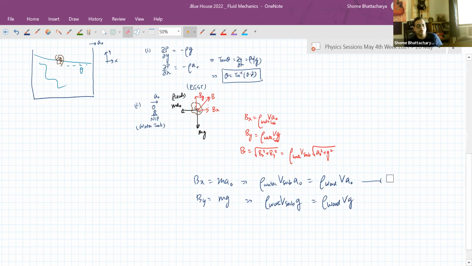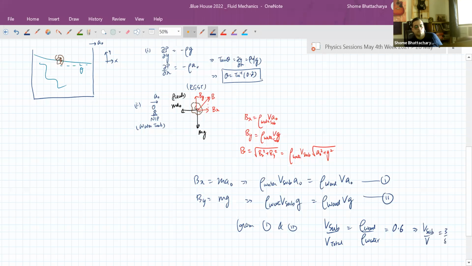Both equation 1 and equation 2 tell you the same thing, that the fraction of volume submerged gets the same result: submerged volume to total volume is equal to density of wood over density of water. In this case it is 0.6. So that is the fraction of volume submerged. Three-fifths of the volume is submerged, or 60% of the volume is submerged. So I hope this concept is clear over here.